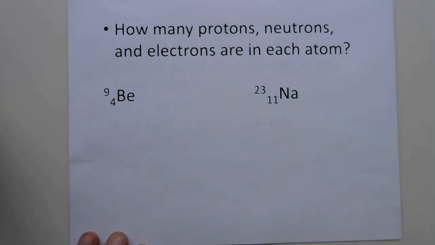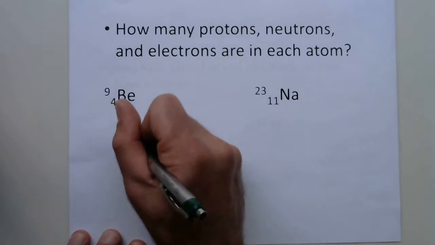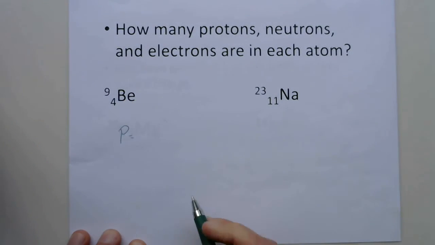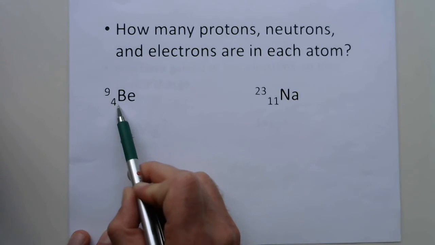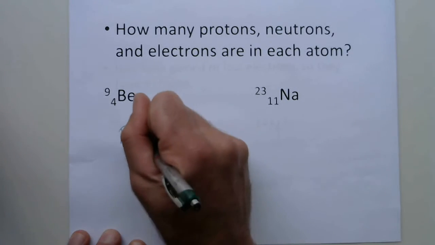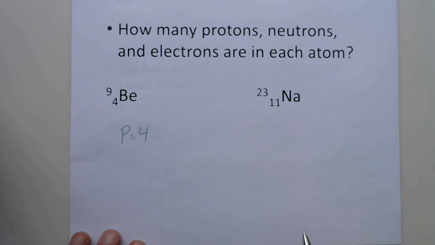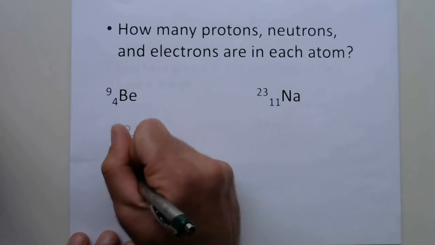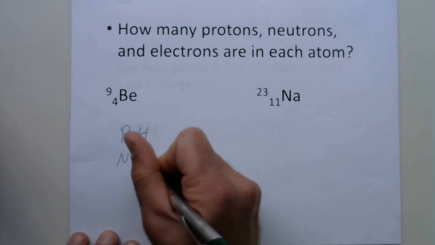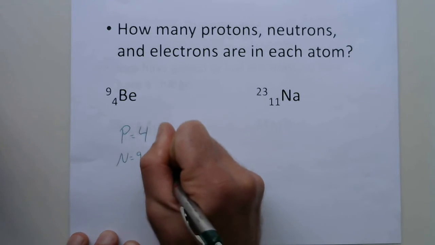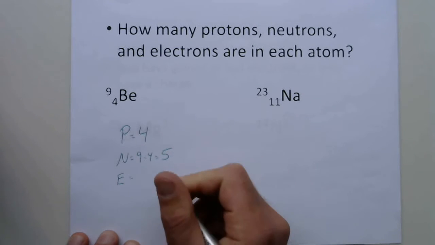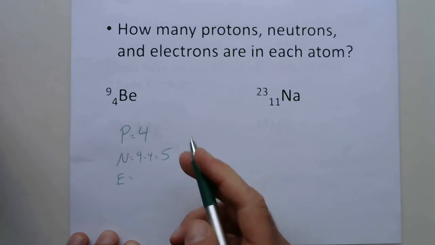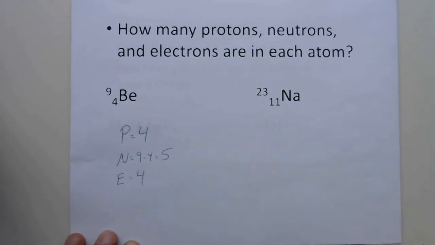All right, so a little bit of practice figuring out how many protons, neutrons, and electrons are in these neutral atoms. Protons is just going to be equal to your atomic number. That's written down here at the bottom. So for beryllium, it's 4. If we didn't have the 4 there, we could find that on the periodic table. Neutrons is going to be the mass number, so 9 minus 4, so we have 5 neutrons. And then electrons is going to be equal to the protons. Again, we don't have a charge yet, so we have 4.